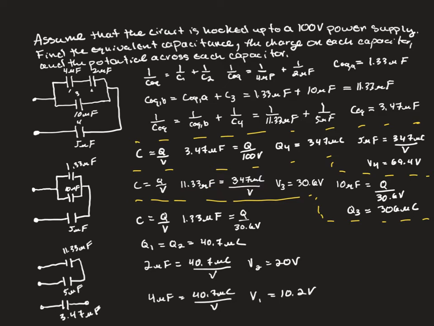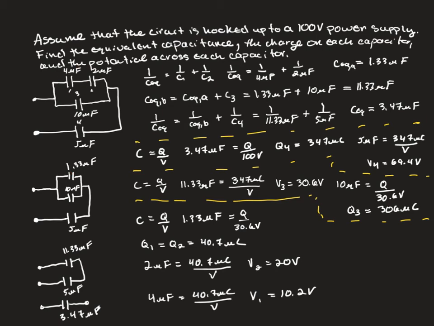So 11.3 microfarads equals 347 microcoulombs divided by volts. That's 30.6 volts. And since the 10 microfarads is an actual capacitor, I can take 10 microfarads times 30.6 volts, and that gives me a charge of 306 microcoulombs. So capacitor 3 is handled. But the 1.33 microfarads is an equivalent capacitor, so I have to step back again.